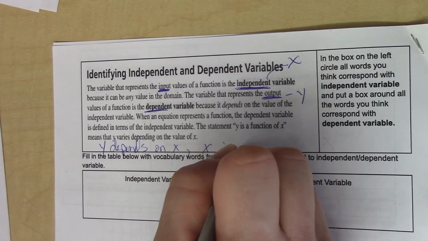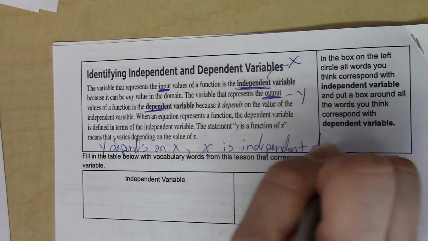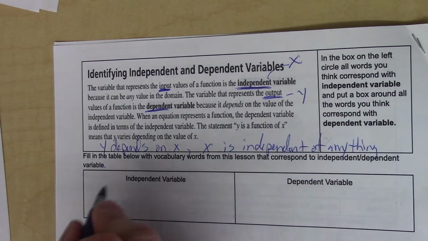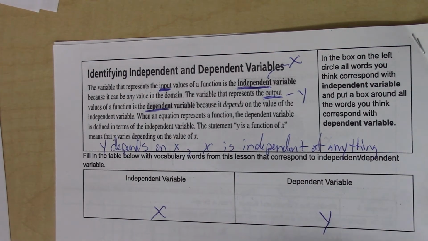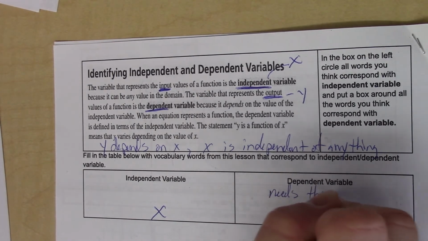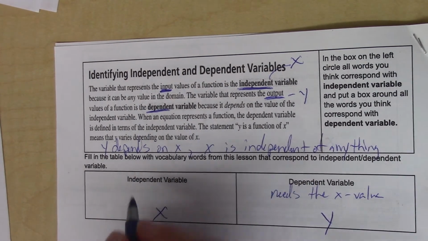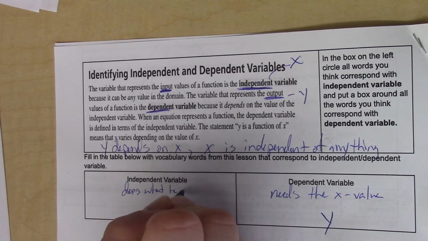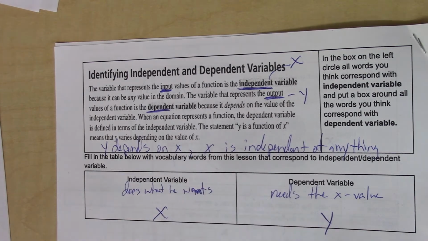X is independent of anything. So X kind of likes to do his own thing, right? In fact, we're going to write that down here. The independent variable is X and the dependent variable is Y, because the dependent variable needs the X value. Whereas X, well, he does what he wants.